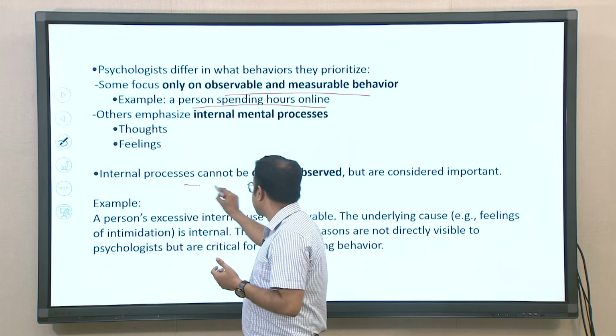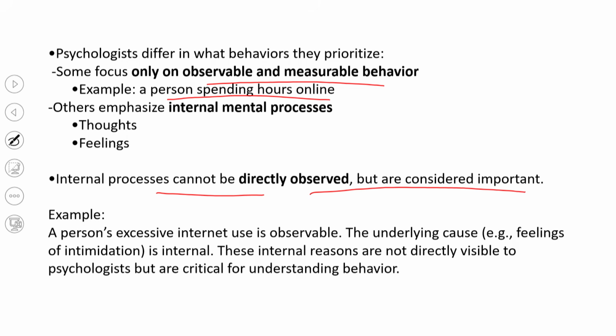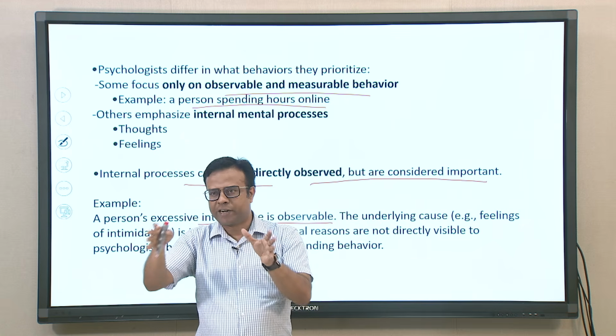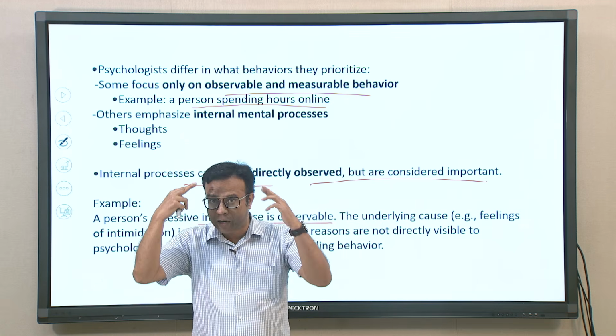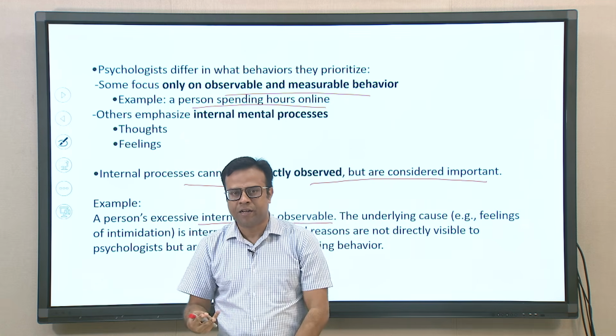So, those are called internal processes which cannot be directly observed, but can be considered very important in terms of explaining behavior, and can be inferred from those behaviors. So, in that sense they are measurable indirectly. So, for example, somebody may have excessive internet use as a behavior, an observable behavior. You can see the person is excessively using the internet, too much into the online context, for example. So, that is only the observable behavior, but there can be an underlying cause behind it.